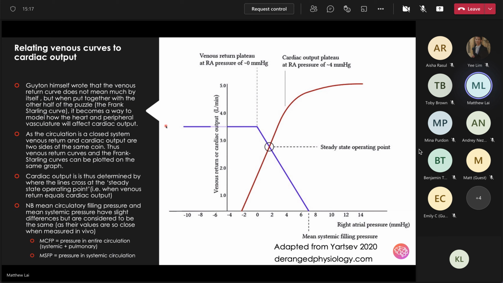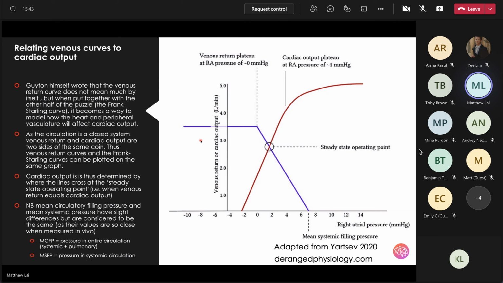So Guyton himself wrote that the venous return curve doesn't mean much by itself. So that's this blue line here, the venous return curve. But when you put it together with the other half of the puzzle we were talking about earlier, this Frank-Starling curve, you put them on the same graph, it actually becomes a really useful way of modeling how the heart and the peripheral vasculature together affect cardiac output.